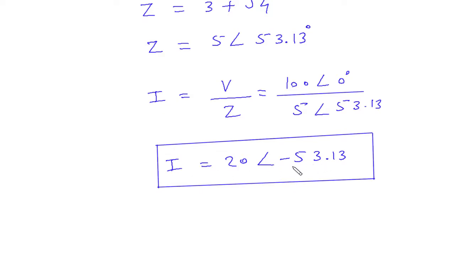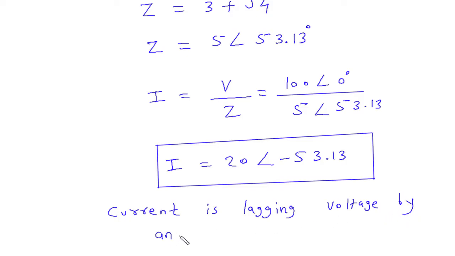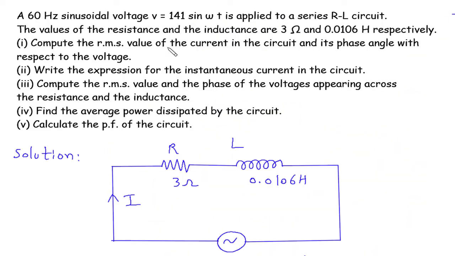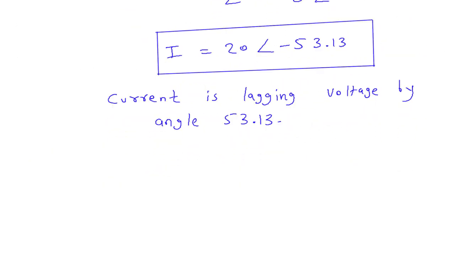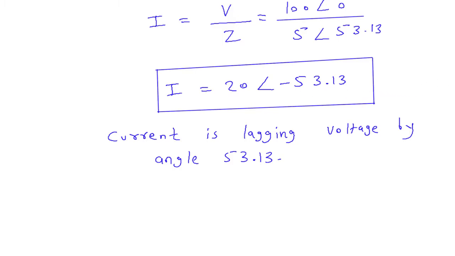Now here we can see the angle is negative. So current is lagging voltage by angle 53.13. Here we had to find the RMS value of the current in the circuit and its phase angle with respect to the voltage. So phase angle is 53.13.